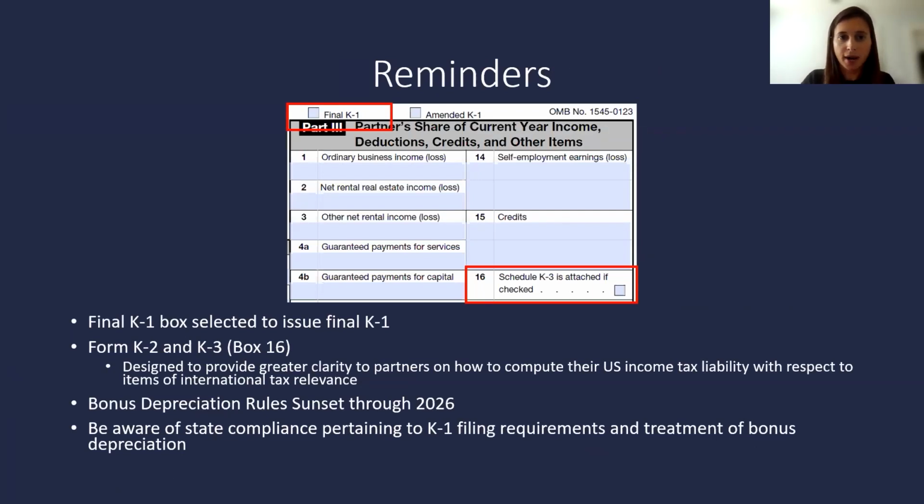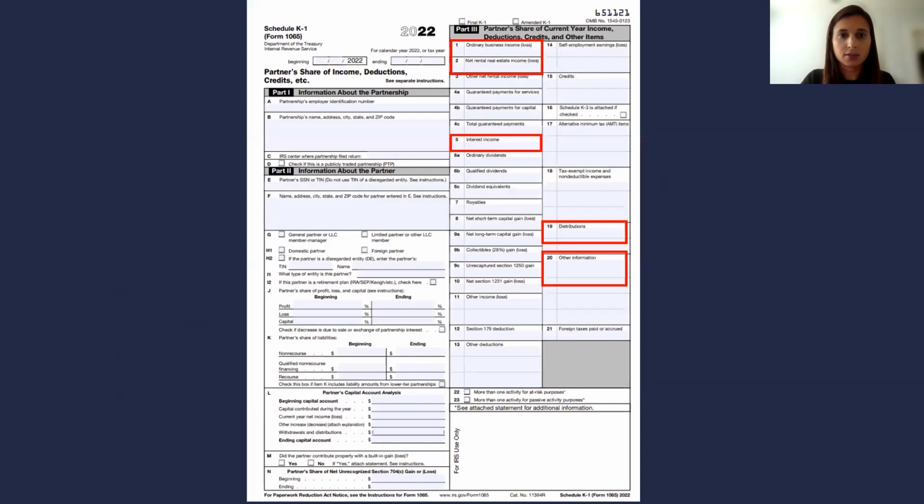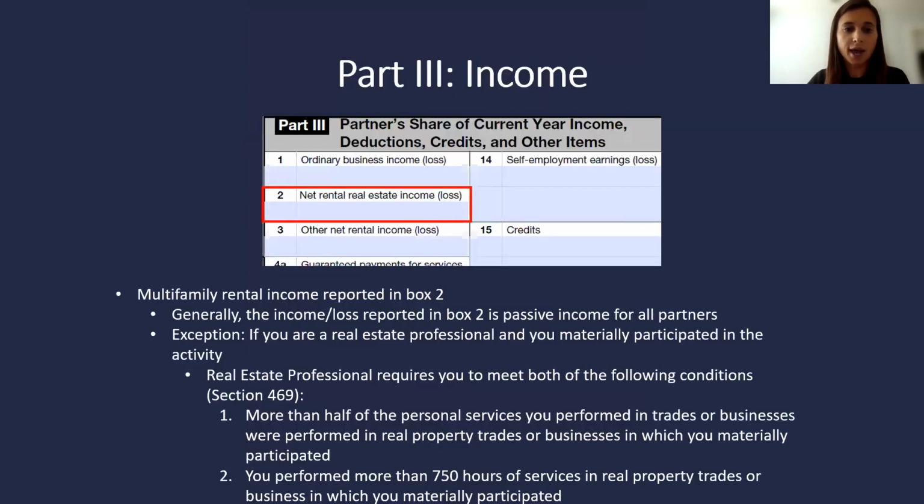Just before we get into the reminders, going back to this part 3 section, typically the only other sections you might see used would be box 5 for interest income. So if there's excess cash sitting in the partnership that's being invested, all interest income would be allocated to this box. And then the gains, so like in the 9 and 10 boxes, would come into play upon the dissolution or the sale of the asset. That's where the gains would be captured.